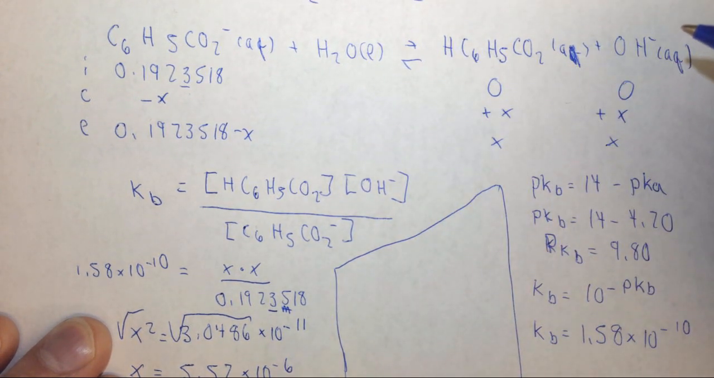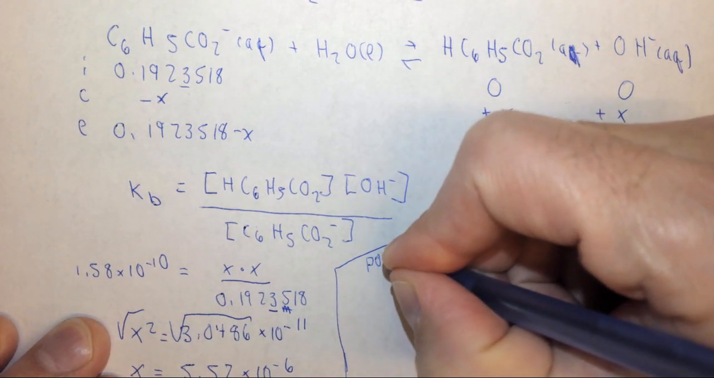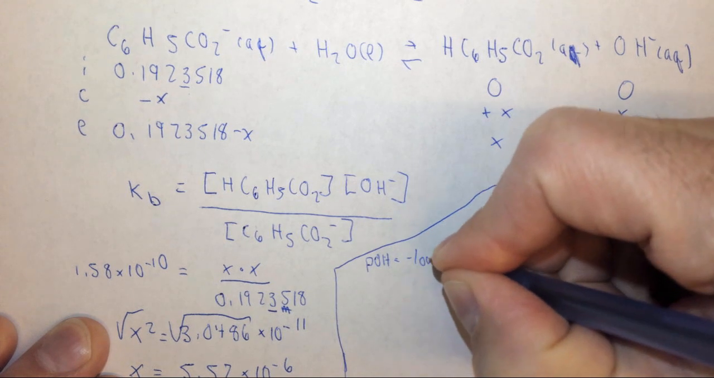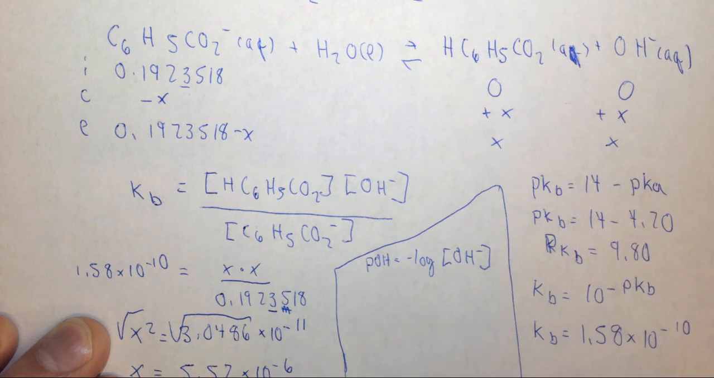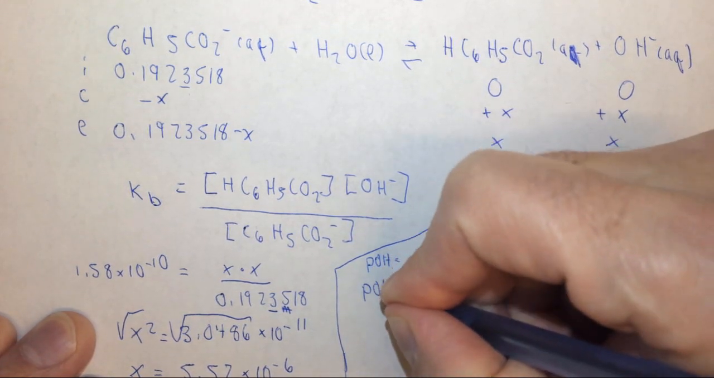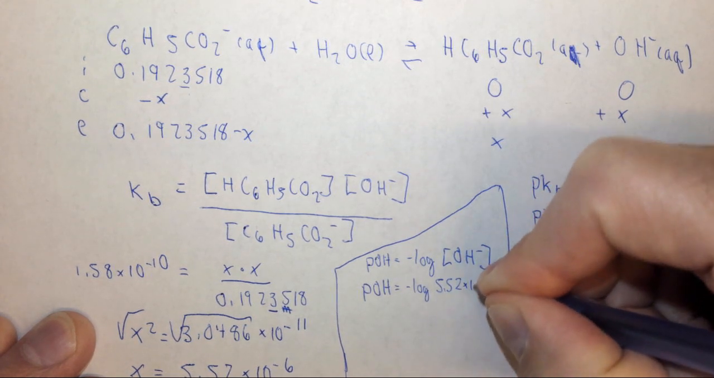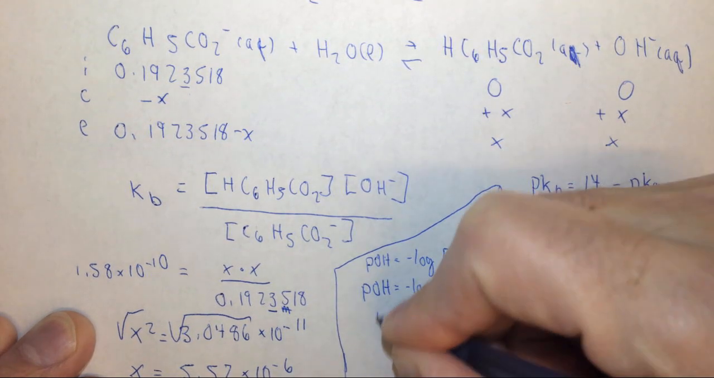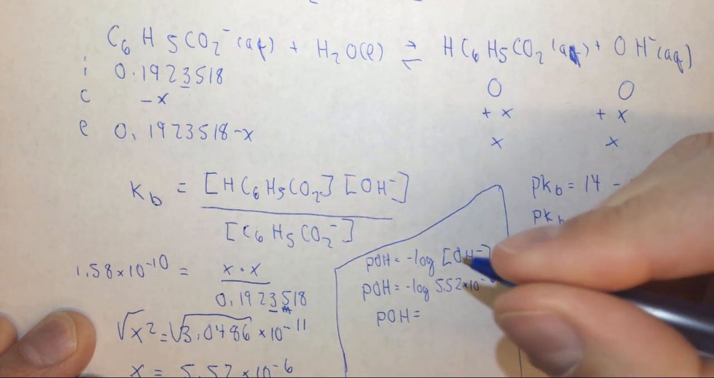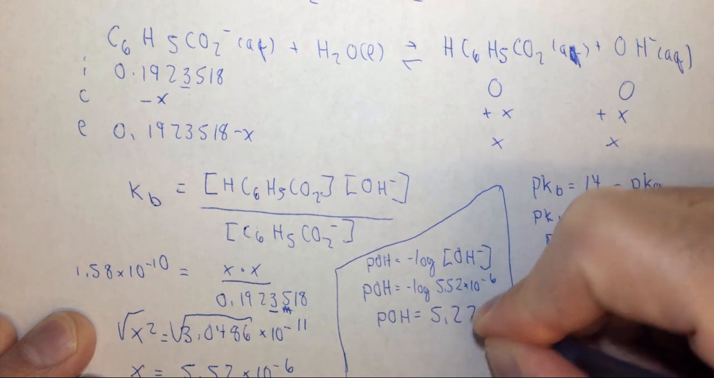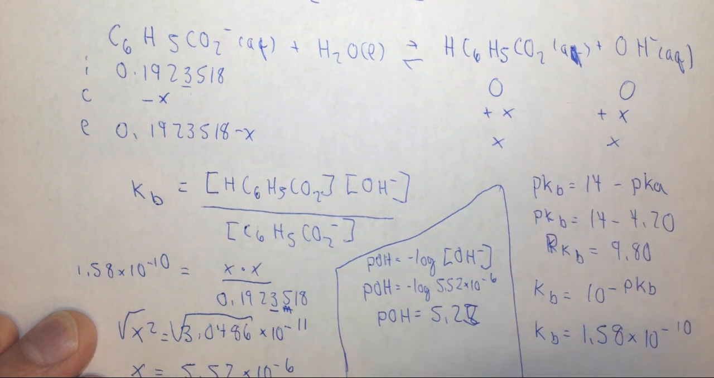What we can do is we can find the pOH. The pOH equals the negative log of the concentration of OH minus. The concentration of OH minus is X. So the pOH equals the negative log of 5.52 times 10 to the minus 6, or the pOH equals 5.25. But at the end of the day, we're asked for the pH of the solution.